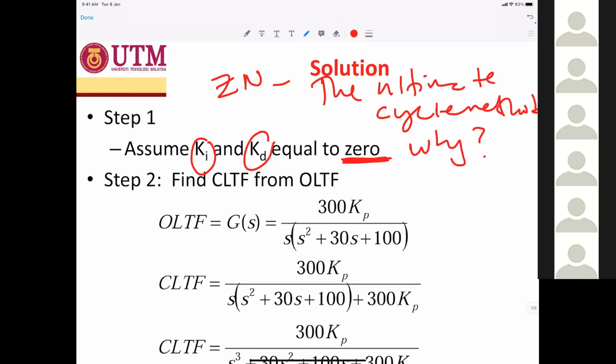Yes, Doctor. Why do we assume Ki and Kd equal to 0? Steady state error 0. Ali Imran, why do we assume Ki equal to Kd equal to 0? I'm not really sure, Doctor.